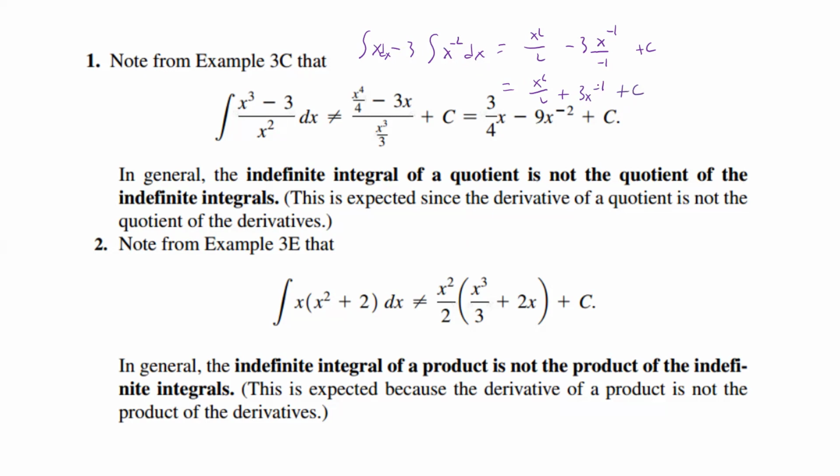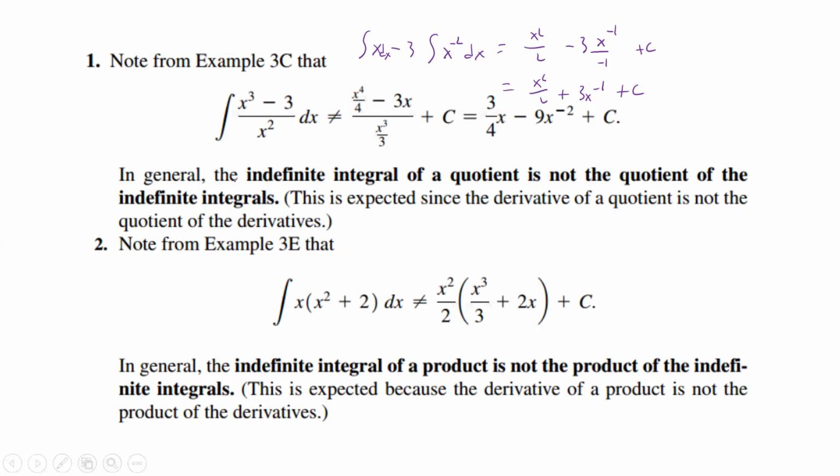You could take that x to the minus 1 down and have 3 over x, and that would be fine as well. Or you could leave it like that, and that would be what they would have done. But what they're saying is you can't just say, okay, well, this is going to be x to the 4 over 4 minus 3x over x cubed over 3. That doesn't work. You can't go from this and then simplify and get that.